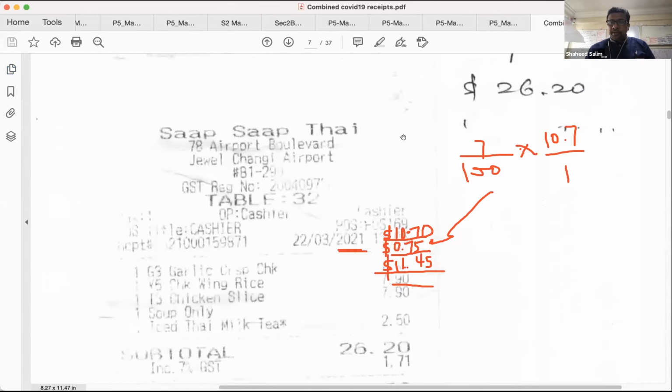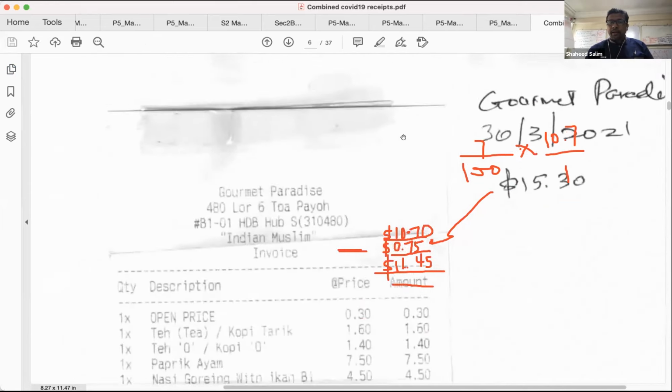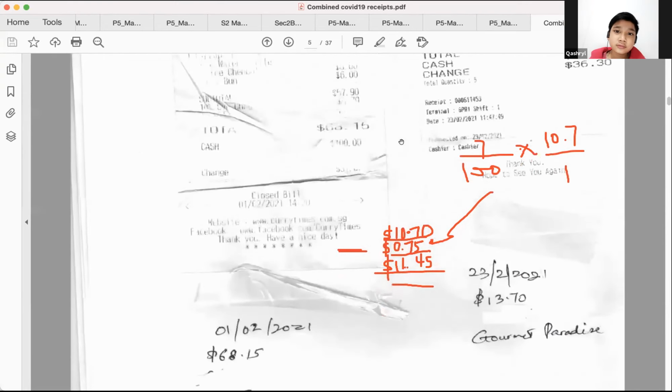Cash given. Let me see. The other receipts may have this. Cash given. Wait. I saw this. Why do you think I have this picture? Because I need to claim.